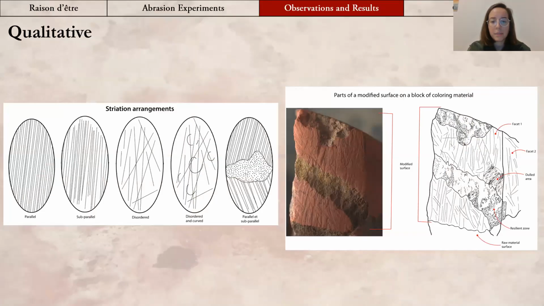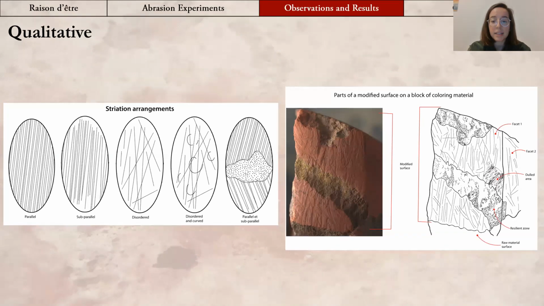So macro and mesoscopic observations were undertaken to identify and define characteristic marks from abrasion. An analytical framework was put in place to characterize the use-wear traces to better comprehend the way that coloring material surfaces imprint. Each material showed specific reactions to the abrasion task, but each of them showed a characteristic barcode that forms from the removal of material by the abrasive tool.